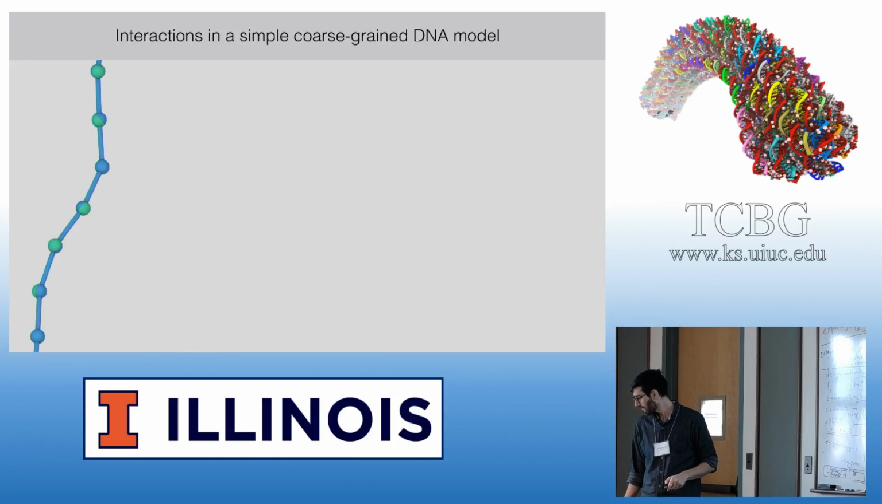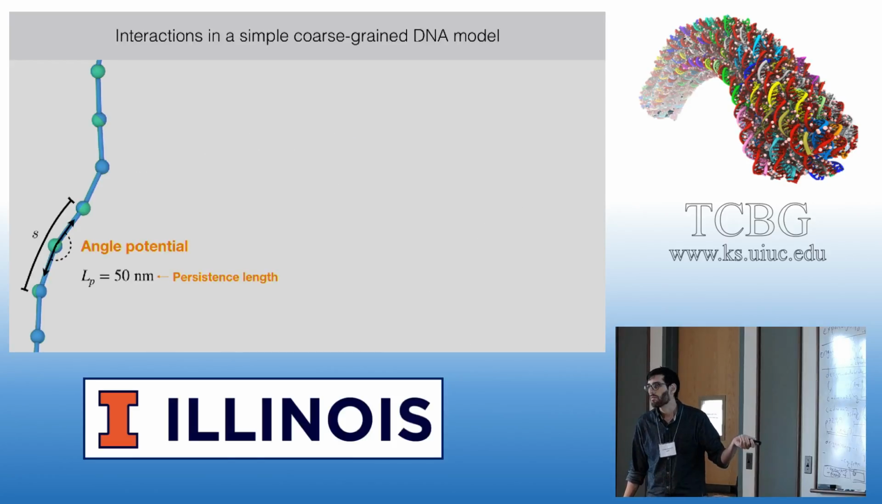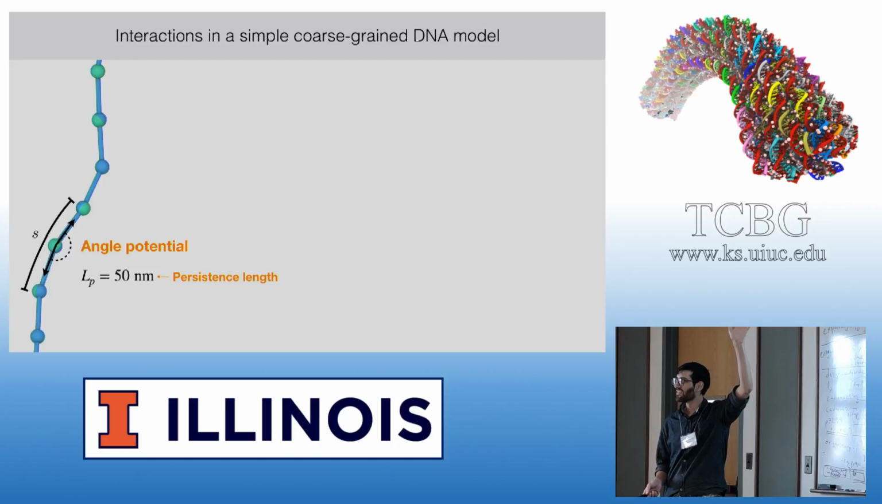piconewtons. Similarly, for the angle potential, we want to match something that's known about the polymer properties of the DNA. The natural quantity to look at is the persistence length. And actually, does everybody know what the persistence length is? Please raise your hand if you know. Okay. Raise your hand if you don't. So most of you know what persistence length is.